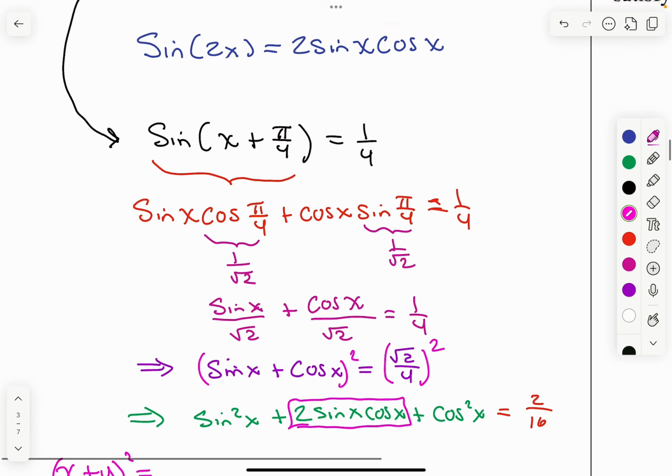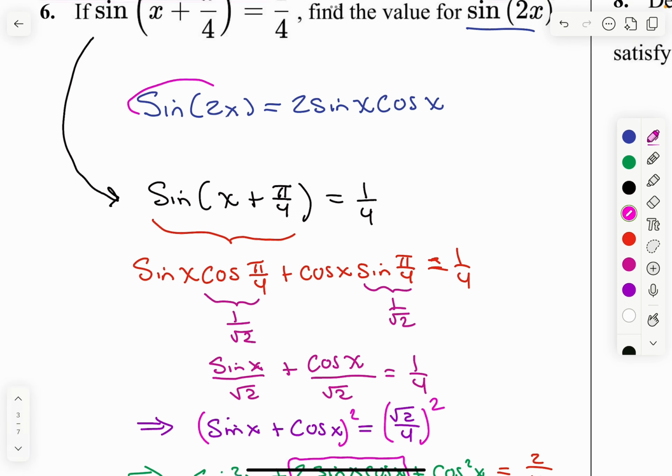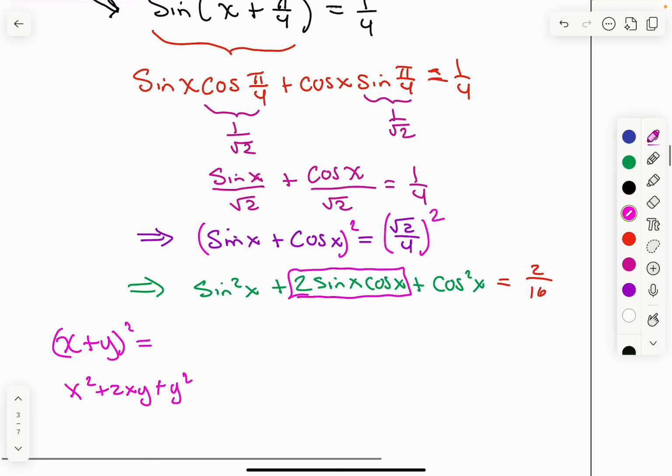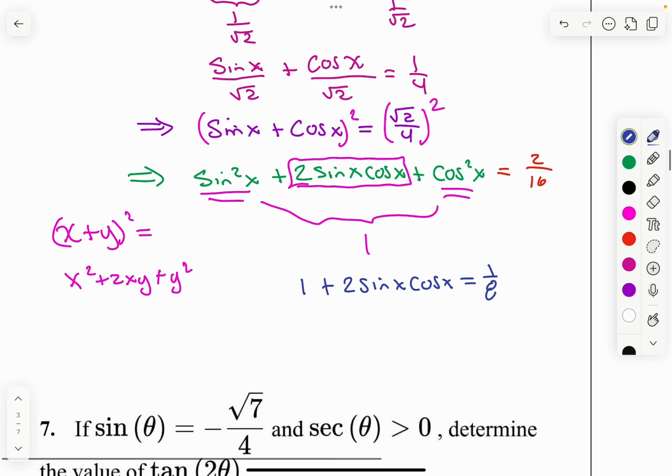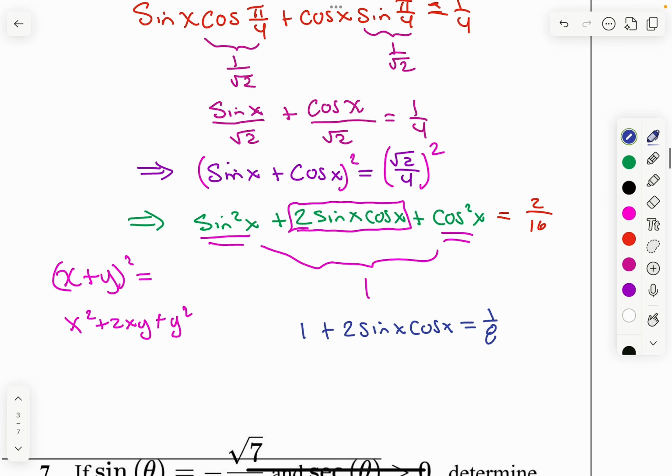But now look, we've got the thing I was referring to, right? That we need to know what that is. That's sine of 2x. So if I can isolate that, that'd be great. But sine squared plus cosine squared is equal to 1. So this is equal to, in the end, the expression 1 plus 2 sine of x cosine of x, and that equals an eighth. And that just means I can subtract 1 from both sides.